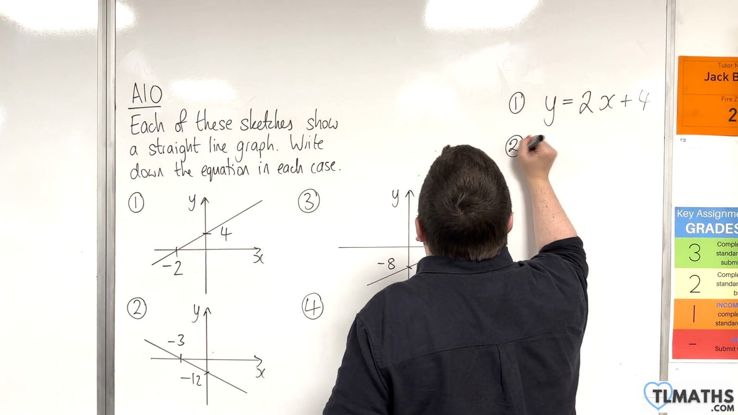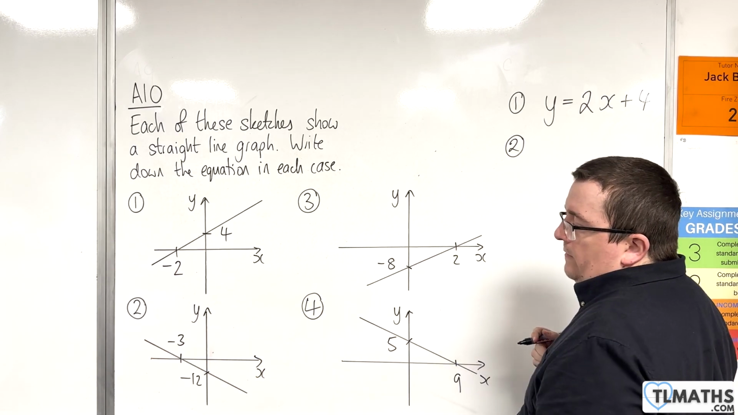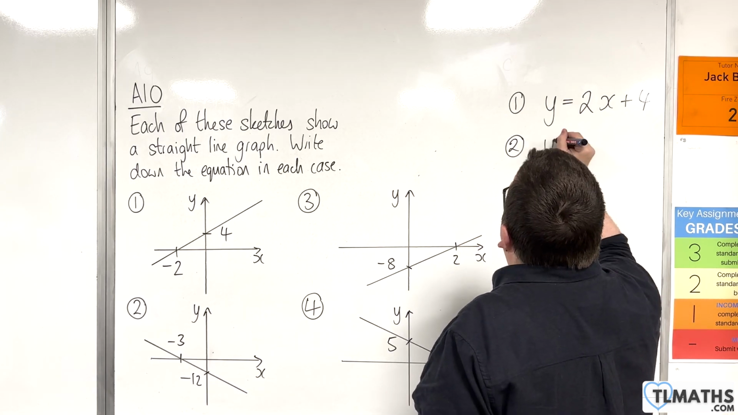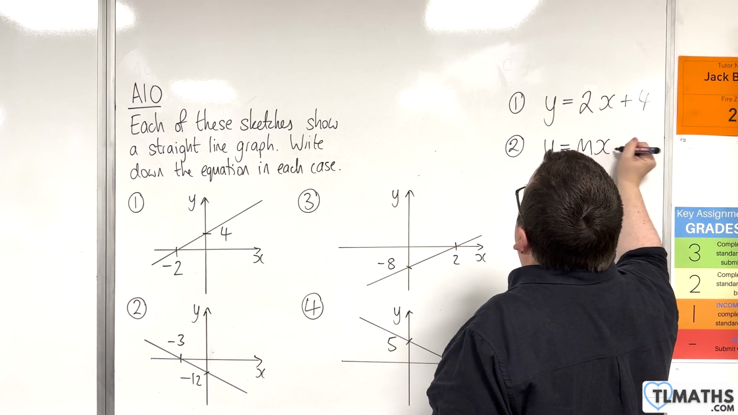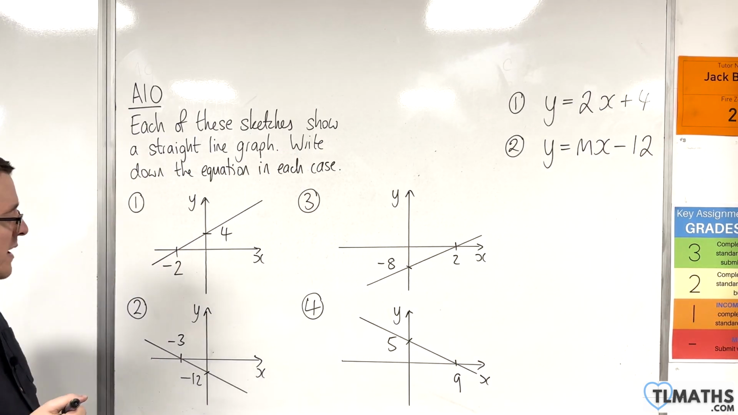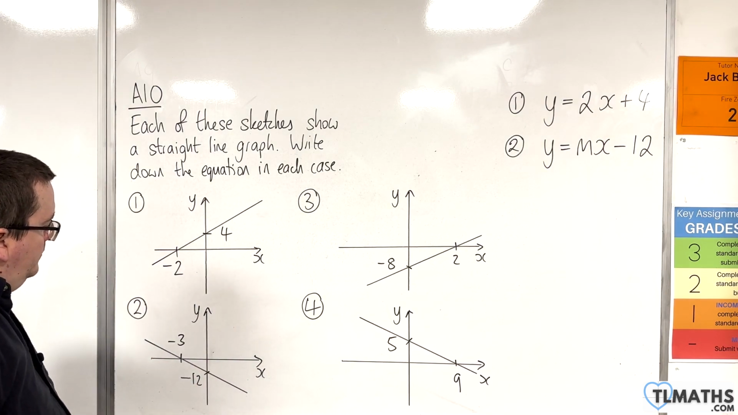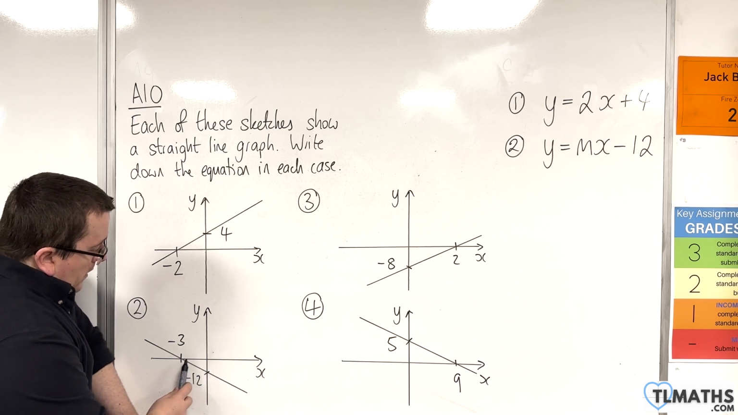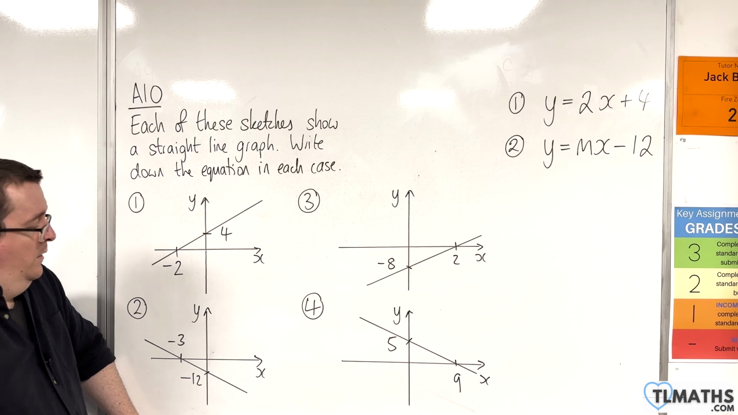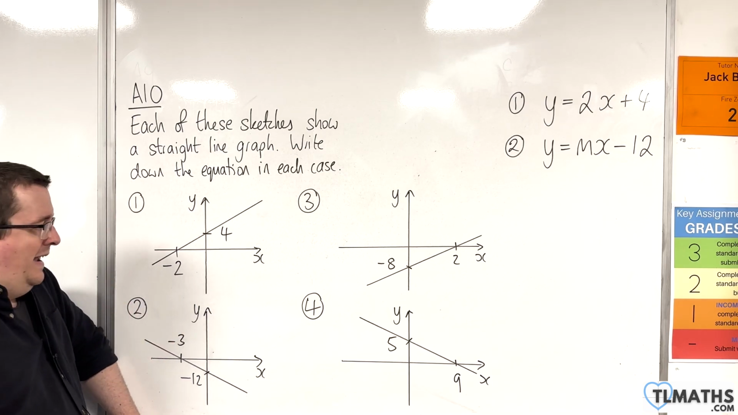Right, let's go for number 2. Now, we have here a negative gradient, and it's going through -12 on the y-axis. So we know it's of the form y equals mx take away 12, but we just need to work out what m is, and we know that it has to be negative because of the negative gradient. So we're going 3 along and 12 down. So that's not 1 along, unfortunately, so we can't just read off the gradient that easily.